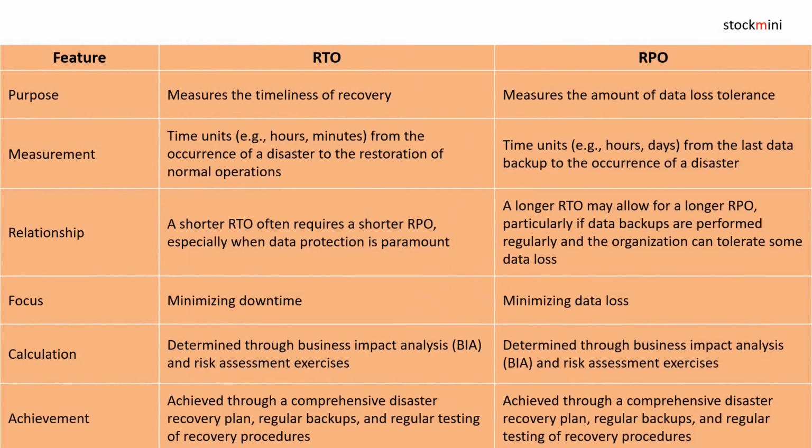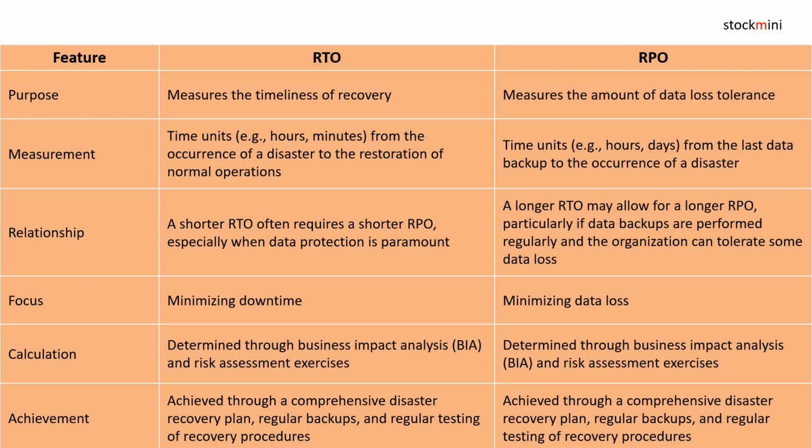Recovery time objective and recovery point objective are two critical metrics used in disaster recovery planning. They define the acceptable limits for downtime and data loss following a system outage or disaster. The RTO represents the maximum amount of time an organization can tolerate its systems or applications being unavailable before normal operations resume. It defines the target time frame for restoring system functionality and minimizing business disruptions.